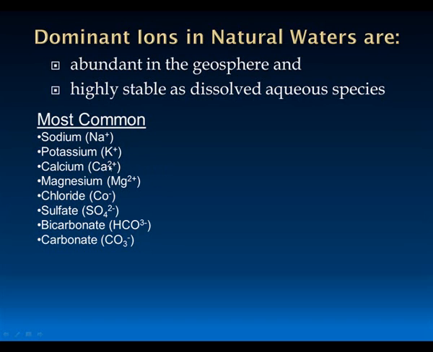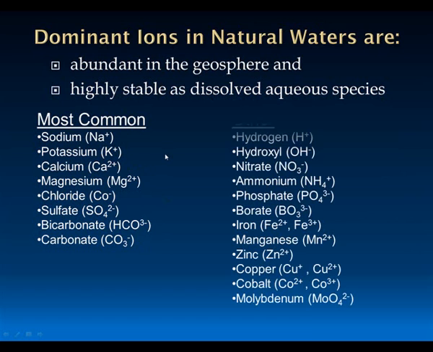So sodium, potassium, calcium, and magnesium are the cations. And then chloride, sulfate, bicarbonate, and carbonate are the anions that are the most common in surface water. So they're abundant on the surface, and they're also stable as dissolved species. There are a number of others, obviously. These are some of the more common others, but there are obviously a number of things that can be dissolved in aqueous solutions.